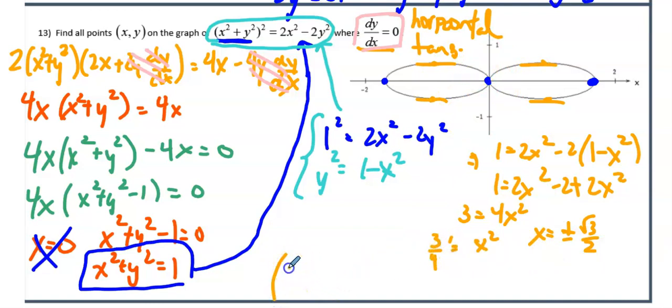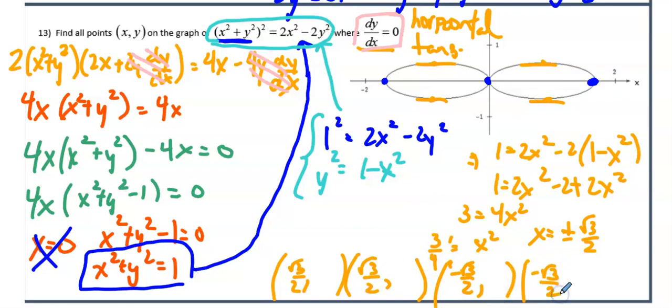So we have the square root of 3 over 2 for our first quadrant. We have the square root of 3 over 2 for our fourth quadrant. Right, so that's the first one and the fourth one. Then we have the negative square root of 3 over 2 for our second quadrant, and negative square root of 3 over 2 for our third quadrant. All right, so that's the first thing.